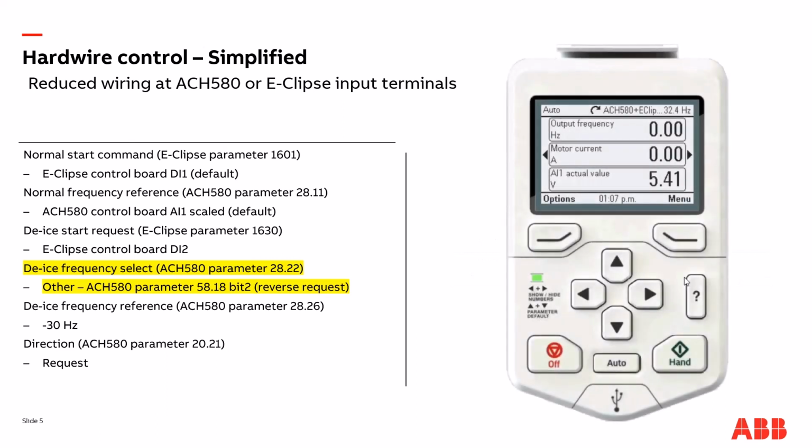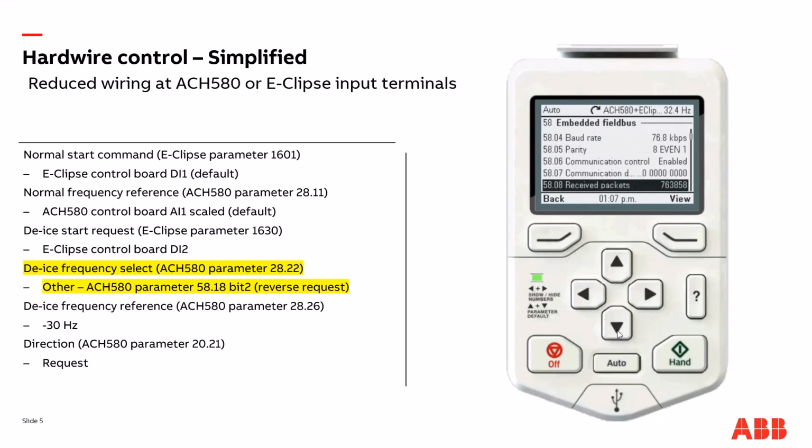I've brought up the ACH580 keypad here, and let's begin by going in and taking a look at that control word that I referenced previously, and we can just observe what the interaction is with the E-Clipse bypass when we start toggling the control inputs. So we'll navigate to the full parameter list, and we're looking for group 58, and we need 5818. So we'll scroll down to 5818, and here we see the EFB control word.